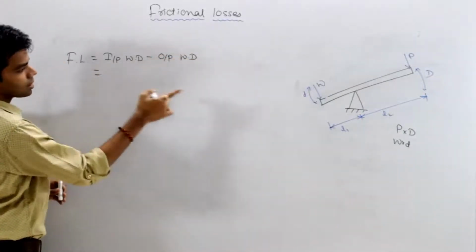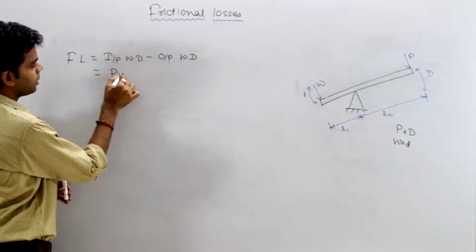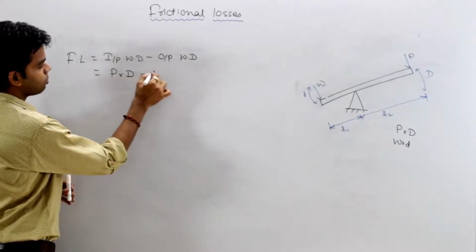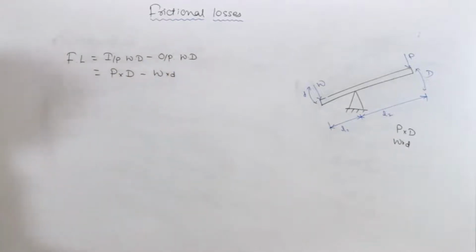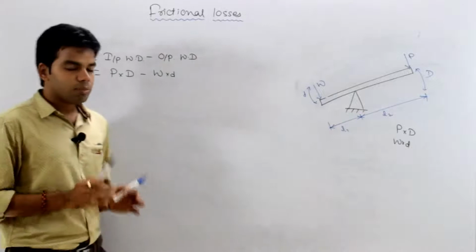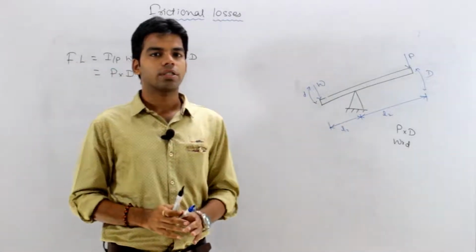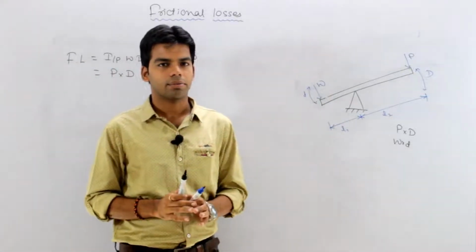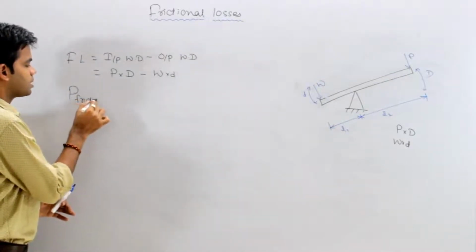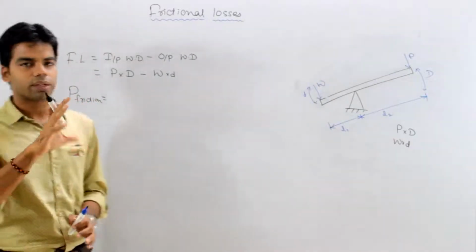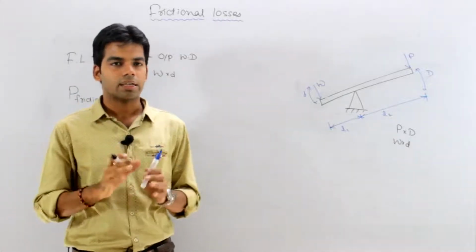Okay, now what is this input work done? This is nothing but P into capital D, minus output work done, which is nothing but W into small d. Getting this now? Okay, now how much effort is lost in the friction? Let us determine that thing. P friction, because we are applying certain effort, certain load, and some of that effort obviously is getting lost in the friction.